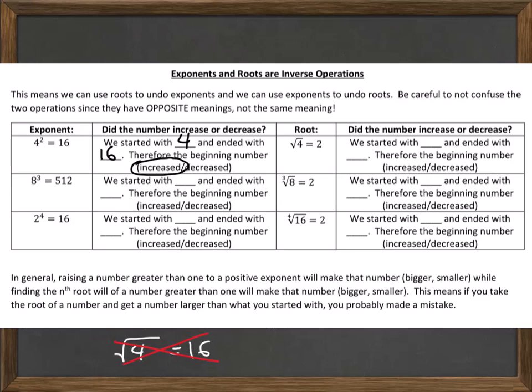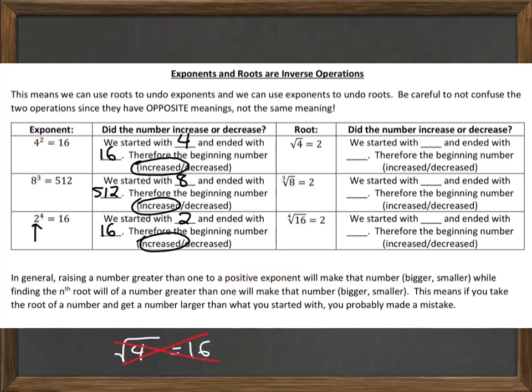In the next problem, we have 8 to the 3rd power. So we start with the number 8, we end up with the number 512. So definitely that number got larger. 2 to the 4th is equal to 16. So we start with 2. After we raise it to the 4th power, it became 16. Again, it is getting larger. So notice that in general, when we raise a number greater than 1, right, 4, 8, and 2 are all greater than 1, to a positive exponent, so 2, 3, and 4, those are all positive exponents, that will make the number bigger.